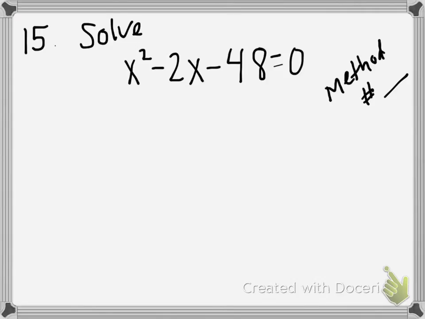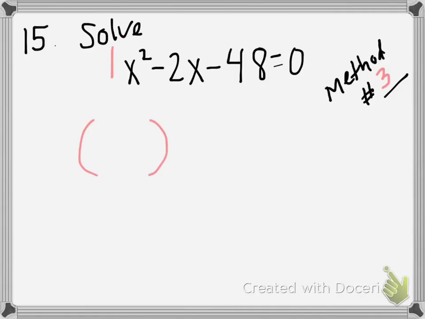Going down my list. 1, is there a GCF? No. Method number 2 is difference of squares. It has to be a binomial. This is a trinomial, so it has to be method number 3. And since that's a 1 in front of the x squared, it's going to be the quicker factoring method.